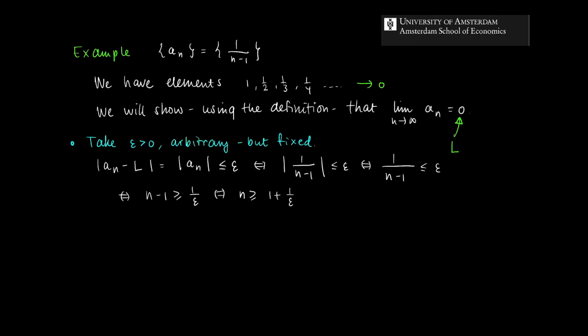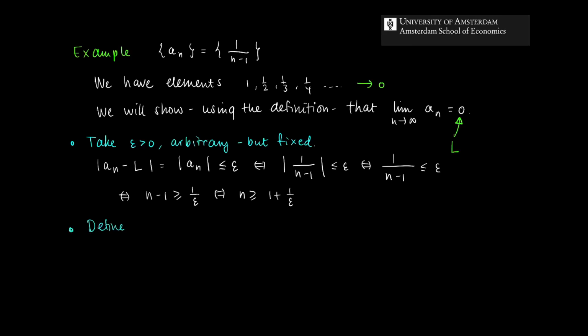Okay, but we want to find a natural number, right? So an index number, and this number here, 1 plus 1 over epsilon, is just a real, since the epsilon is just an arbitrary number larger than 0. So we want to round off this element. If we just round off this element above, then n larger than this rounded off value would suffice. Okay, that's the second stage, what we do.